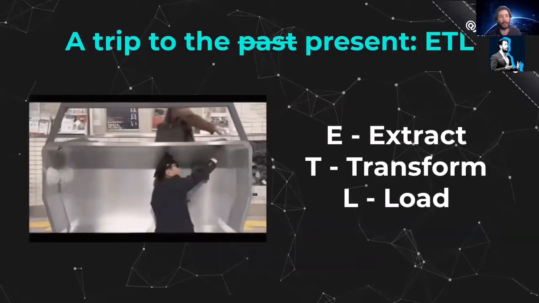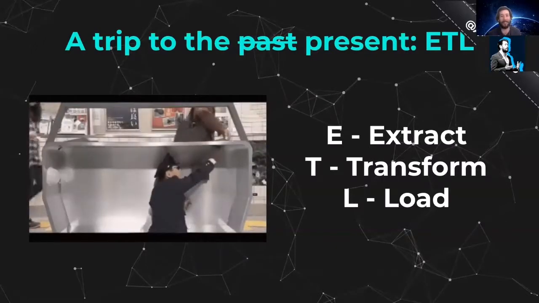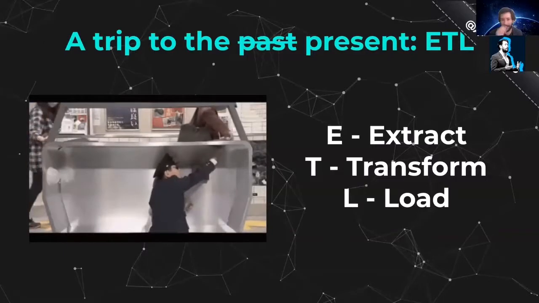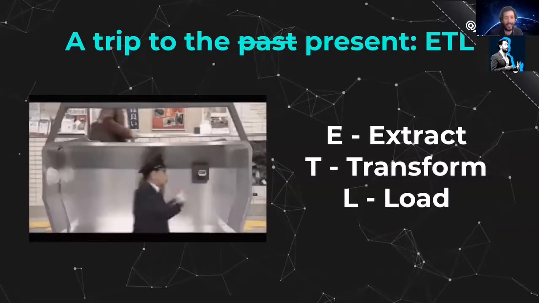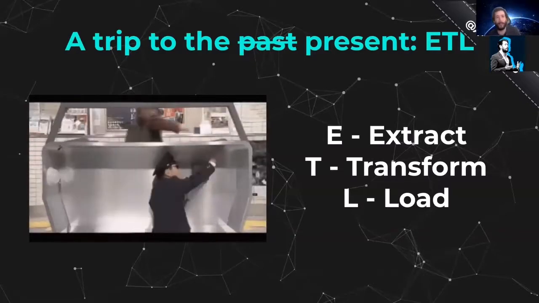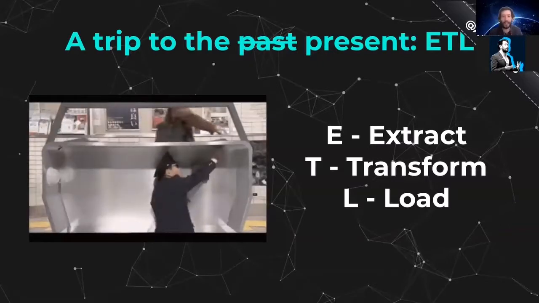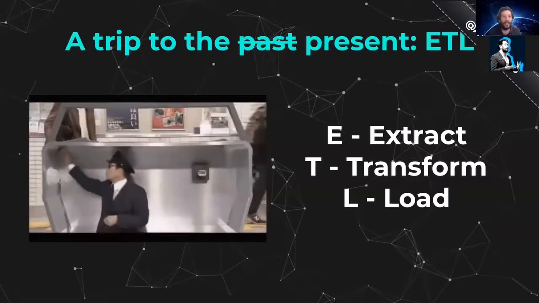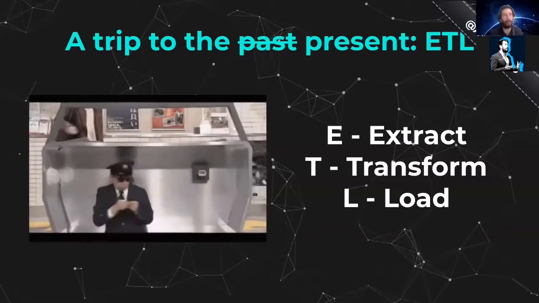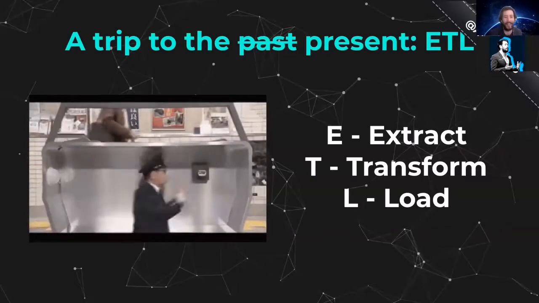But before diving into streaming, we need to take a trip to the past, and really this is not even a trip to the past, because this is the present, right? And the present is ETL. What is ETL? ETL is, as you can see in this architectural diagram, the concept of extract, transform, load. That basically means you take a data set, you do something with it, and then you put it back somewhere else. And this is how the data processing world has worked since the Stone Age, right?